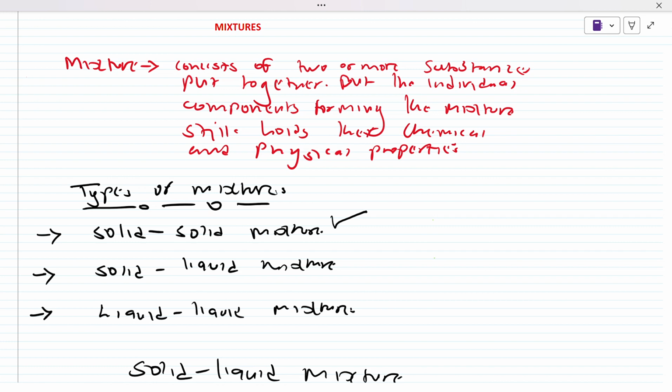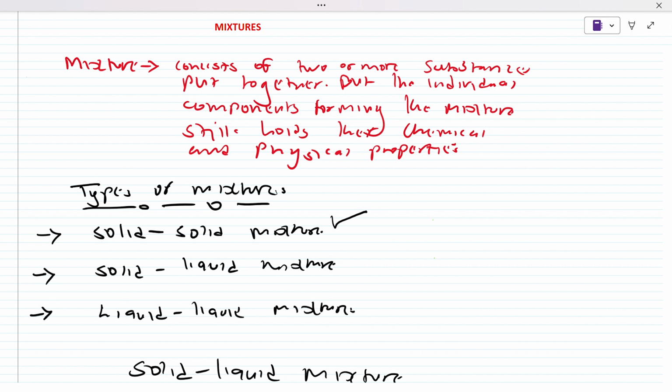Now in this video, and continue with what we were doing. Initially, we've been handling mixtures, and I defined a mixture as consisting of two or more substances put together, but the individual components forming the mixture still hold their chemical and physical properties.